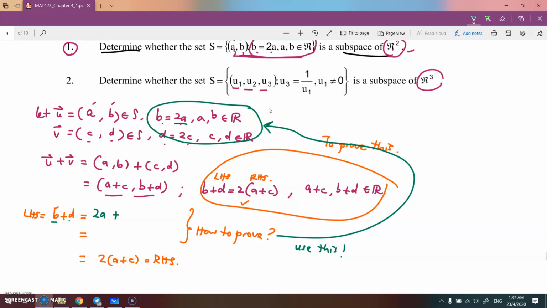So 2A plus 2C. Then you have to figure out how to show that this is equal to the right hand side. In this case, you just have to factorize 2, so you will get 2 times A plus C. Now it is already equal, which means your left hand side is equal to the right hand side.